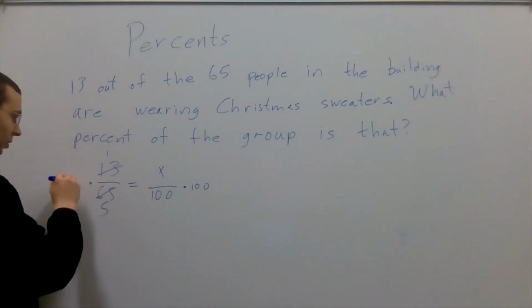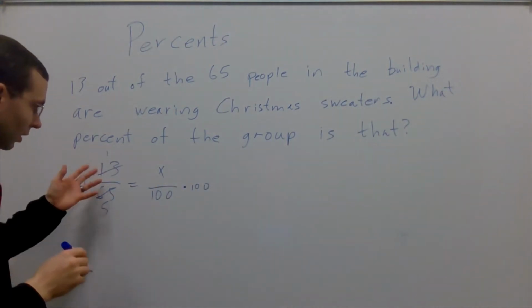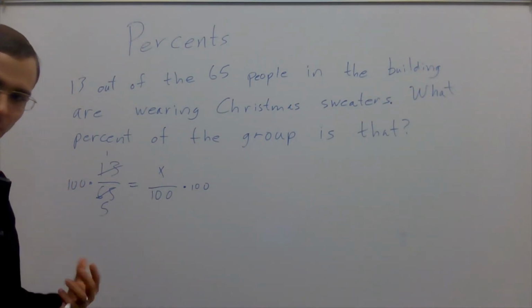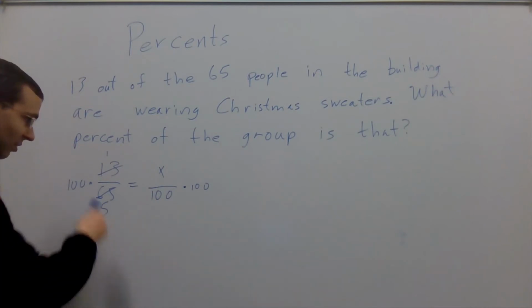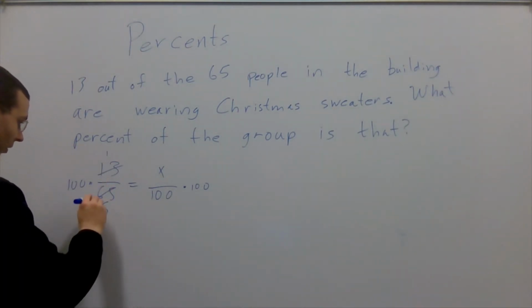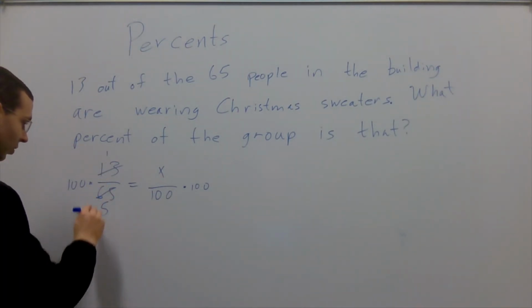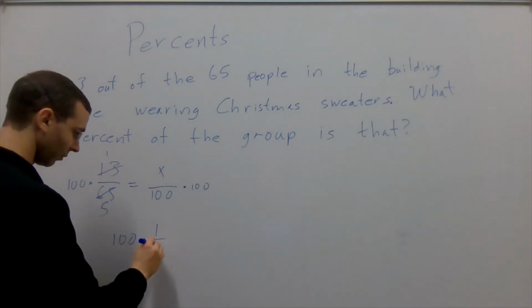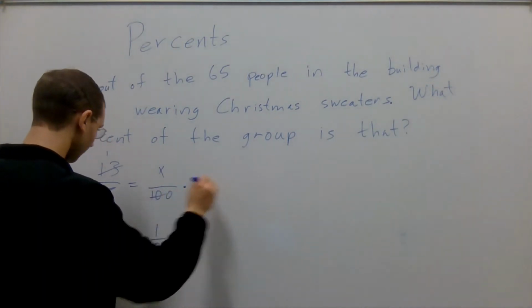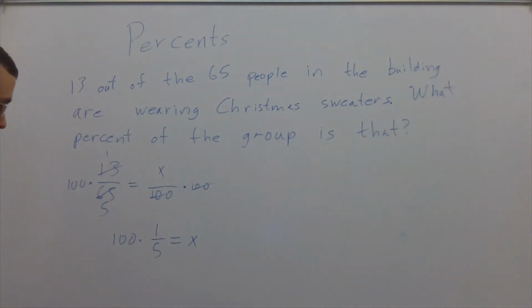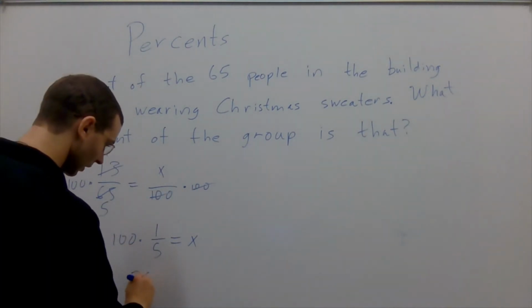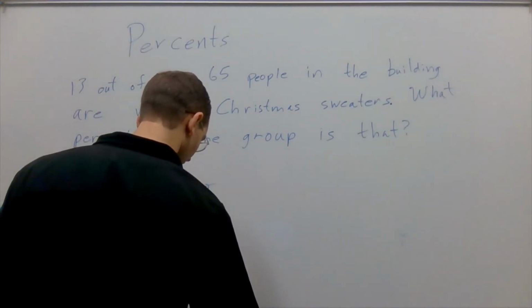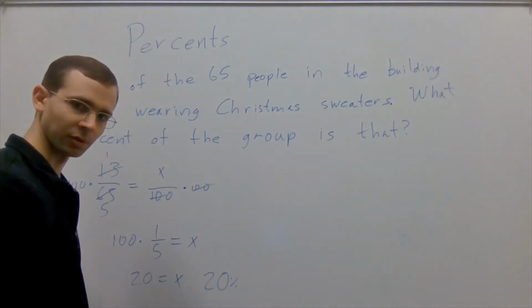If you didn't see that you could reduce over here, you could certainly do the arithmetic with the 13 and the 65, and it would all come out in the end. But that's all right. We can do this quickly. So we have 100 times 1/5 equals x. Well, 1/5 of 100 is 20, so x equals 20%.